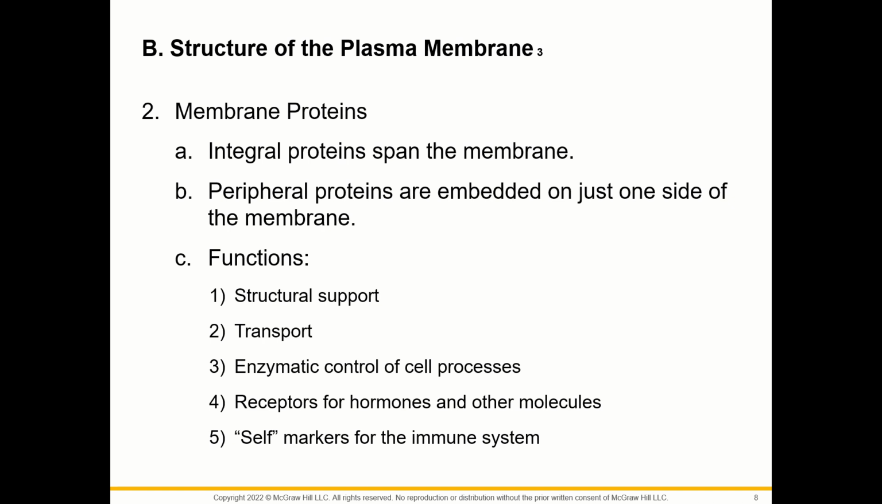Let's talk a little bit more about the membrane proteins. There are two principal types of membrane proteins: integral and peripheral. Integral proteins span the membrane, and peripheral proteins are embedded on just one side of the membrane. Protein functions are structural support, transport, enzymatic control of cell processes, receptors for hormones and other molecules, and self markers for the immune system.